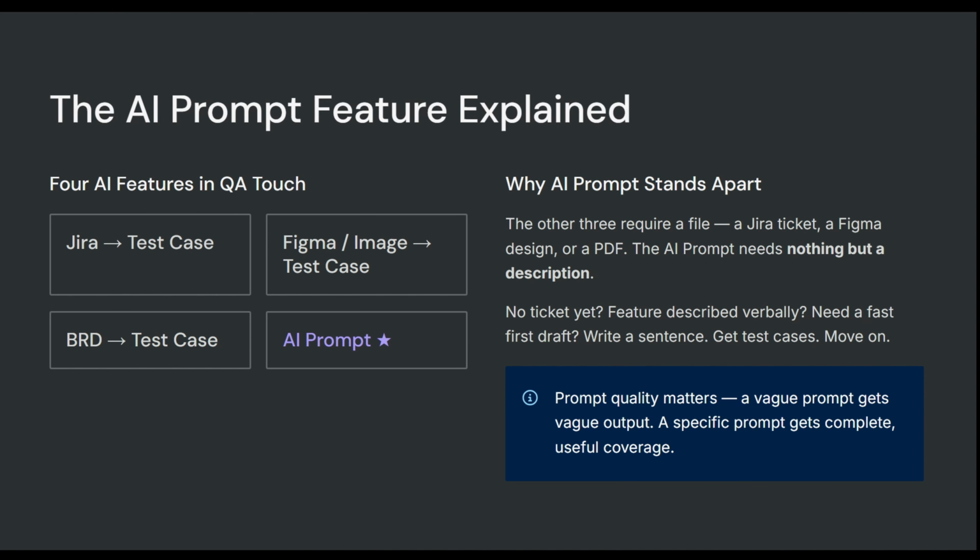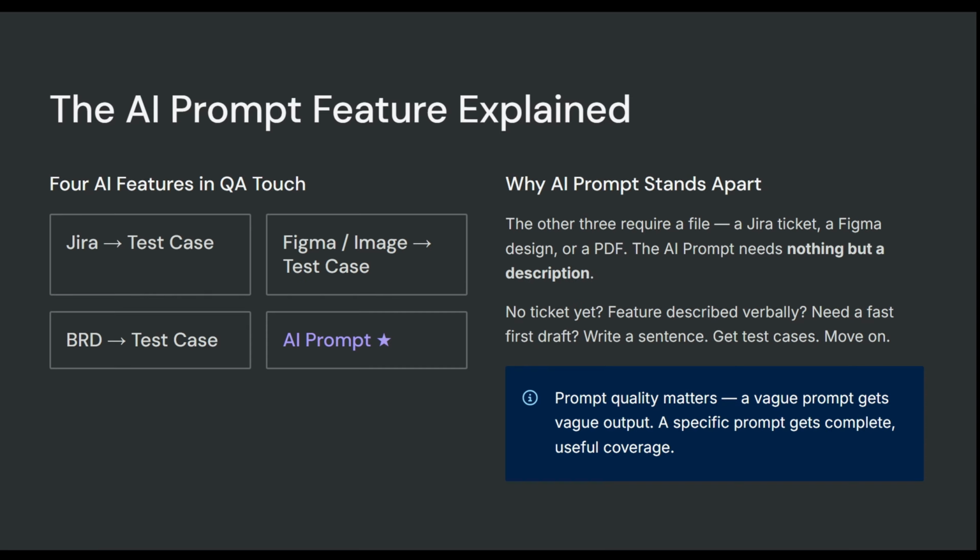Because not everything you're testing lives in a Jira story. Sometimes a feature is new and the tickets aren't written yet. Sometimes a stakeholder describes something verbally and you need test cases before the requirement document exists. Sometimes you just want a fast first draft. That's the gap this fills. No ticket, no doc, no file. Just write a sentence, get test cases, and then move on.